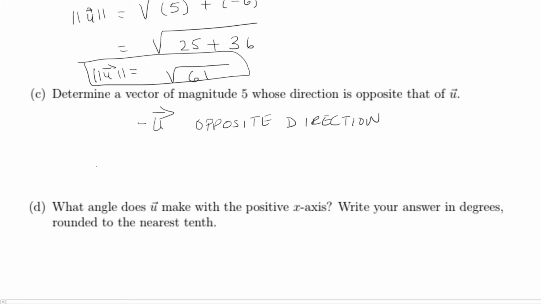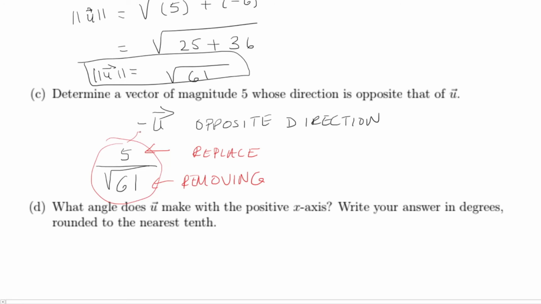So the idea is remove the square root of 61 length by dividing by root 61 and then multiply by 5. So if I was to rewrite it, you divide by removing the current length and then multiply by replacing it with the length that you want, which is 5. Okay, so that's what we need to multiply negative U by.